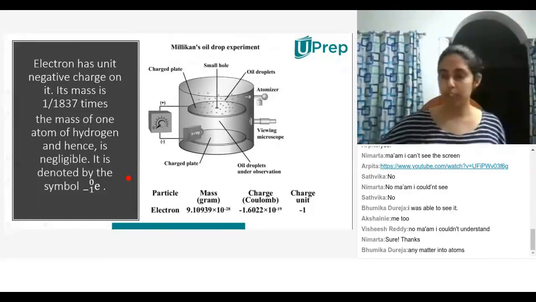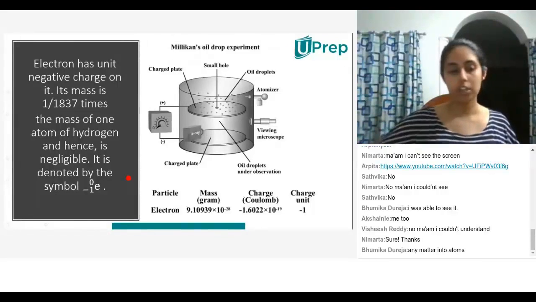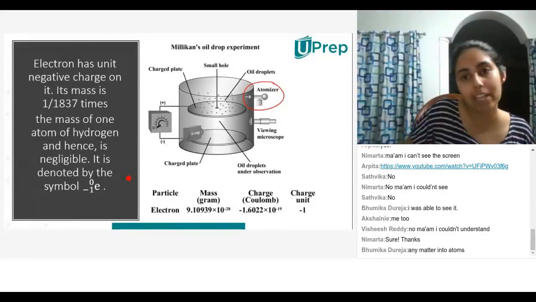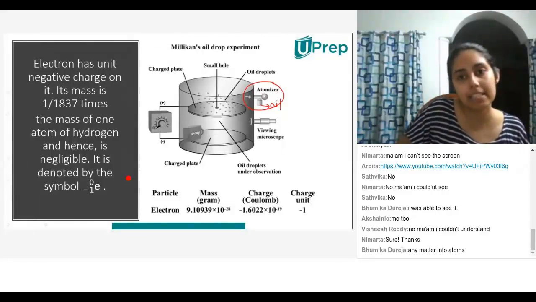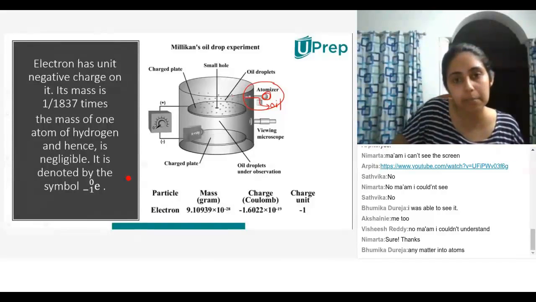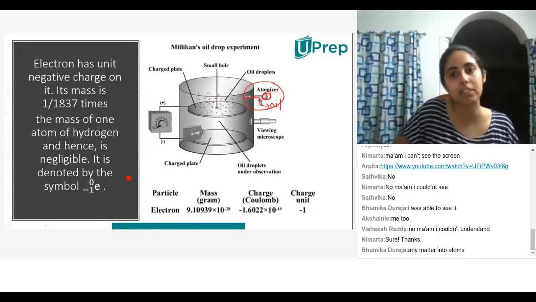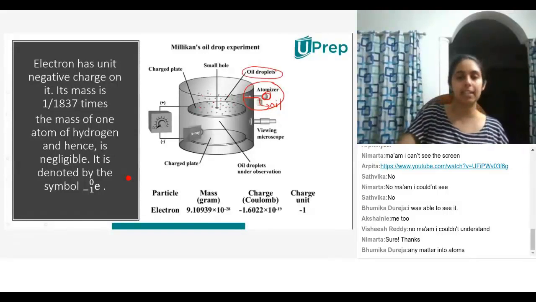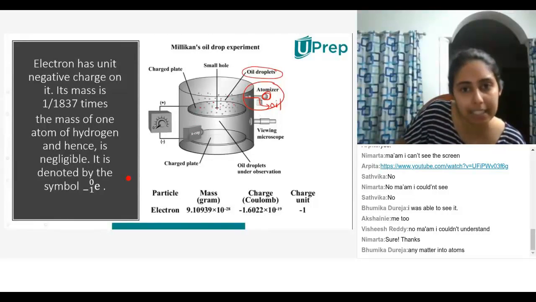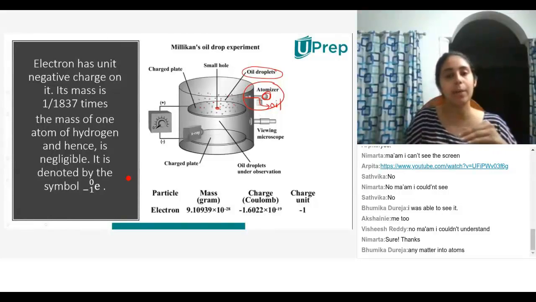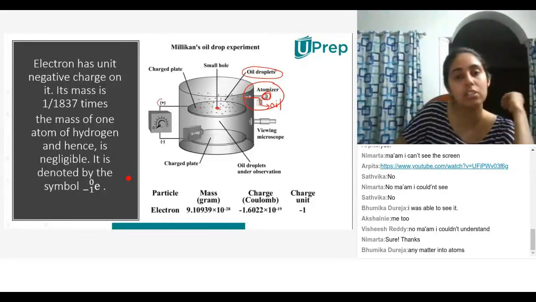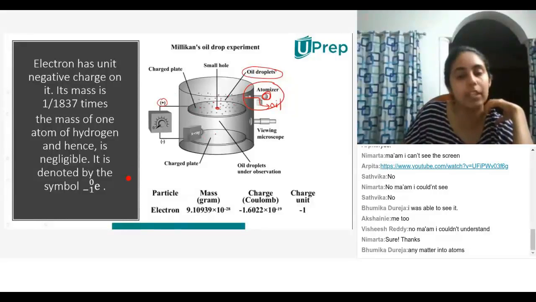So here, if you notice in this slide or in this picture, there is an atomizer over here. This atomizer has oil inside it, okay? And when I press this bubble, the oil comes out from here as small oil droplets, okay? So these oil droplets are present, and there is a small hole inside a plate, and this plate is a charged plate, okay? This plate is positively charged, and there's another plate over here which is negatively charged.